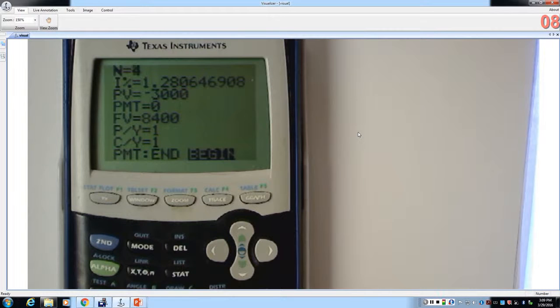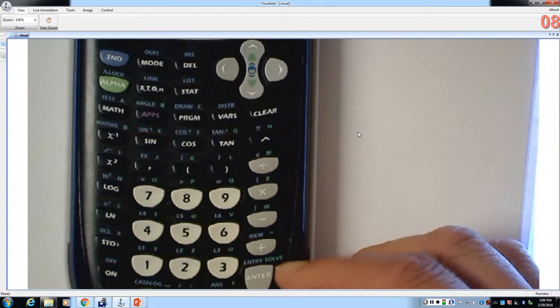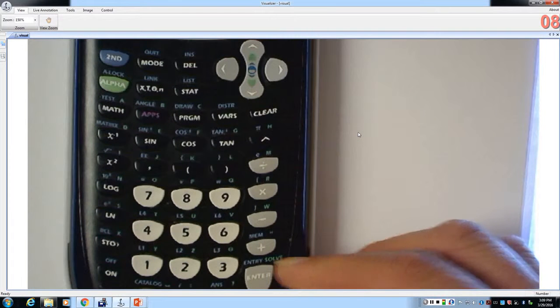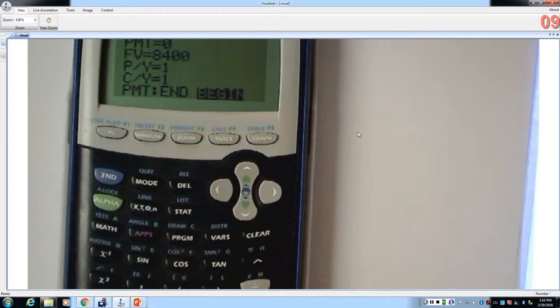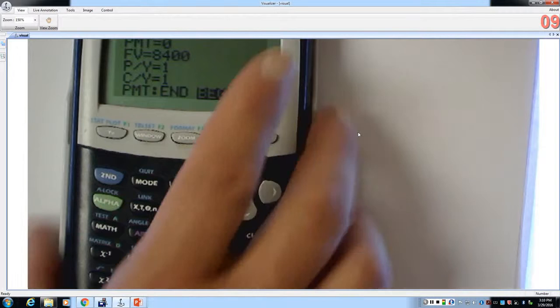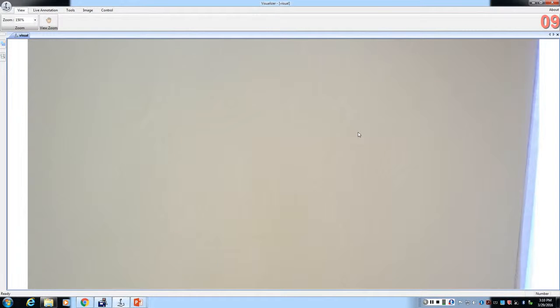Now, there are some buttons that you're going to have to know. Do you see this right here, solve? Do you see how it's in green? So when we're ready to solve, you hit the green button and the enter, where it says solve. Okay? Any questions on that? Okay, so let's look at the first one. What I would like to do is tell you what the formulas are first.